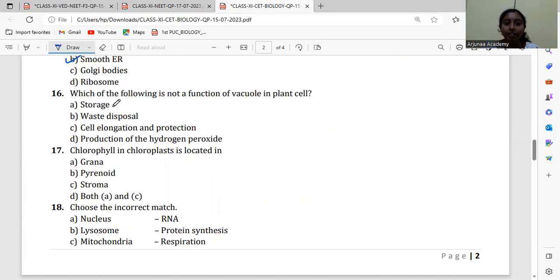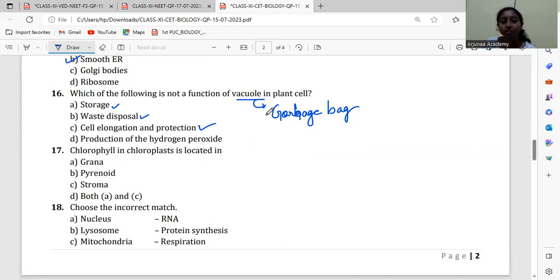Storage, yes, storage of waste products, right? And waste disposal, so we call this vacuole the garbage bag. We call it garbage bag because it will store the waste, in the sense that there only we throw all the waste, right? Cell elongation and protection, it also helps in cell elongation and protection. Why? Since it is taking all the toxic substances which are not required, it helps in the protection of the cell.